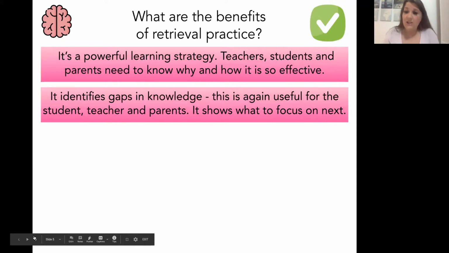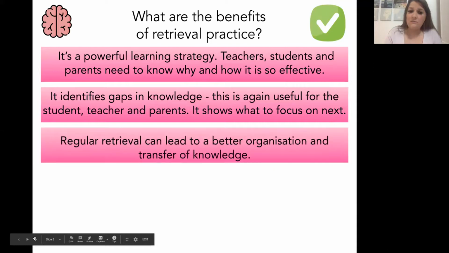As a teacher, it can guide my immediate planning. For parents, if they want to know, how can they help their students? But ultimately, students need to know where their gaps are so that they can close it. And rereading and highlighting do not identify gaps in knowledge.